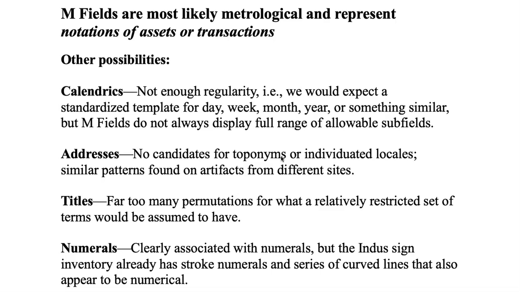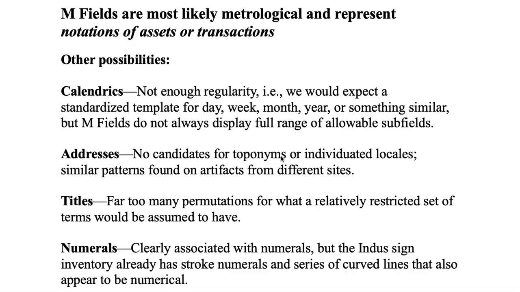Now, there are some differences. There are differences between the inscriptions found in Harappa and in Mohenjo-Daro that I don't have time to get into right now, with certain signs that are found in one place and not the other. But in general, there is a surprising uniformity in the patterning of M fields, in the way that M fields are deployed in inscriptions from one site to another.